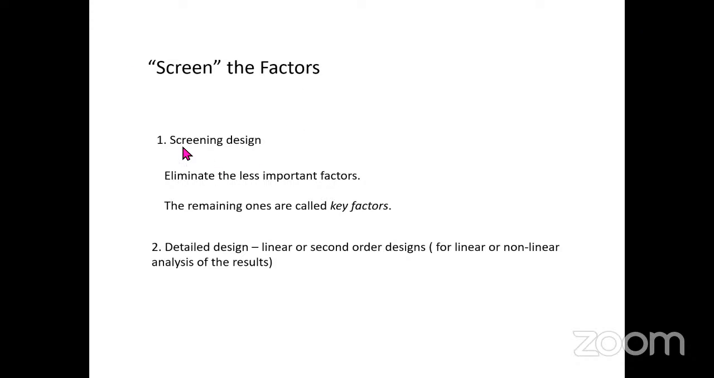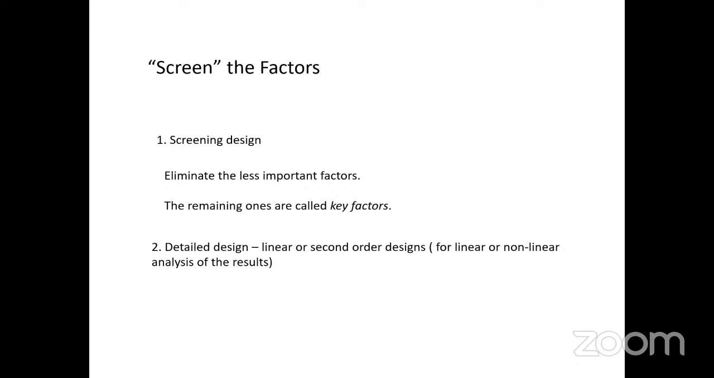Okay, there are two types of approach. One is called the screening design, the other is called detailed design. So in screening design, we will select many factors, 10, 20 factors, and we quickly do some designs, and then we eliminate factors which are not important. So that's why it's called screening. And we pick up some factors which we think are important, and then we can do a detailed design. Okay, so that's called screening design and detailed design.